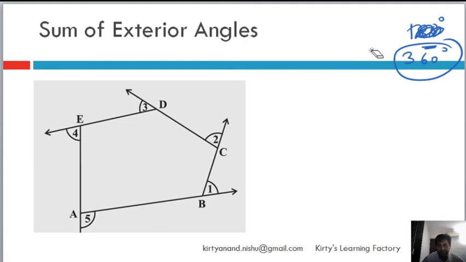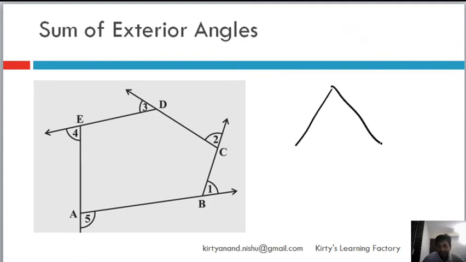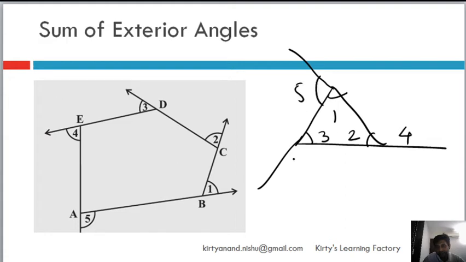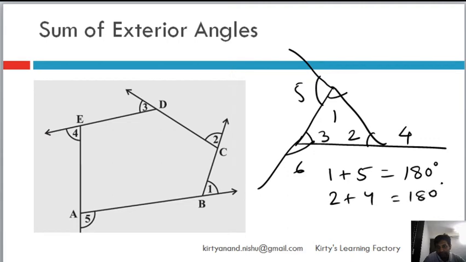Just give me a moment, I will quickly explain this to you. Let's make a triangle like this, and I'm extending its sides. Let's call it angle 1, angle 2, angle 3, this is 4, this is 5, and this is 6. Now angle 1 plus angle 5 is equal to 180 degrees because it's a linear pair. Similarly, angle 2 plus angle 4 is 180 degrees. Similarly, angle 3 plus angle 6 is 180 degrees, right?